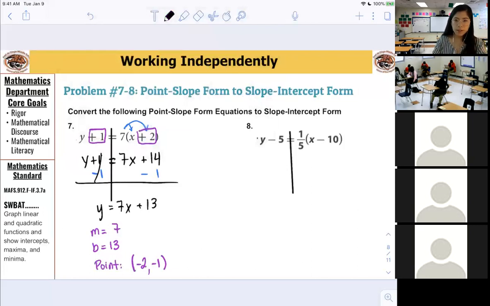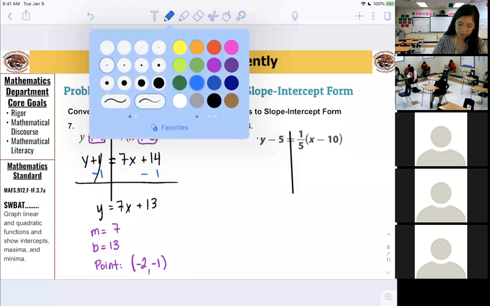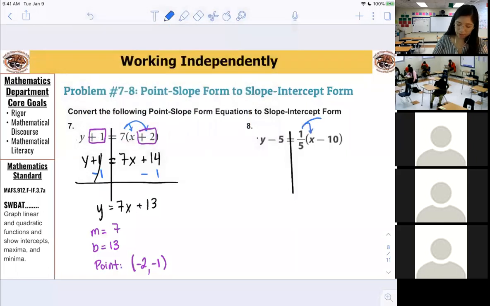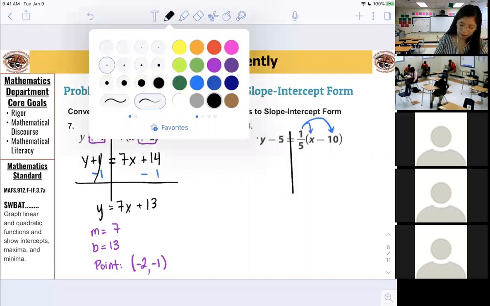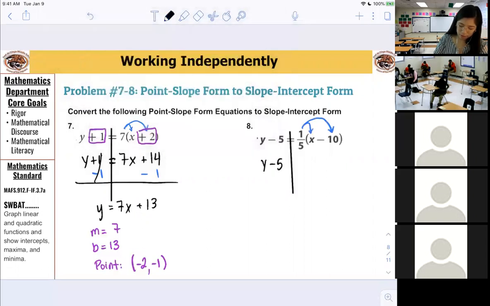Okay, similarly here, this one was a little bit more challenging because there was a fraction. But that's okay, we can handle it. So here I get y minus 5 equals 1/5 x, and then I'm doing 1/5 times 10. What is 1/5 times 10? 2. Good. You can think about it, you multiply by the numerator, divide by the denominator. So 10 times 1 is 10, 10 divided by 5 is 2. And since it had a negative, it's minus 2.